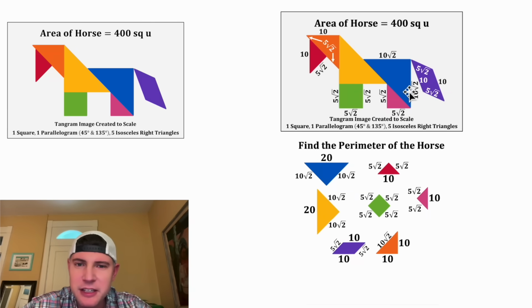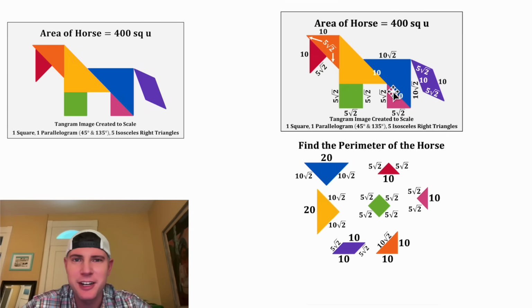Now we've got everything done but the yellow triangle. We got to figure out this piece, and this piece. For this piece, the hypotenuse of the pink triangle is equal to 10. And then the hypotenuse of the blue triangle is equal to 20. Since this part is 10, that leaves 10 for right here. And then for the hypotenuse of the yellow triangle, it's equal to 20. Since this is equal to 10, that leaves 10 for right here.